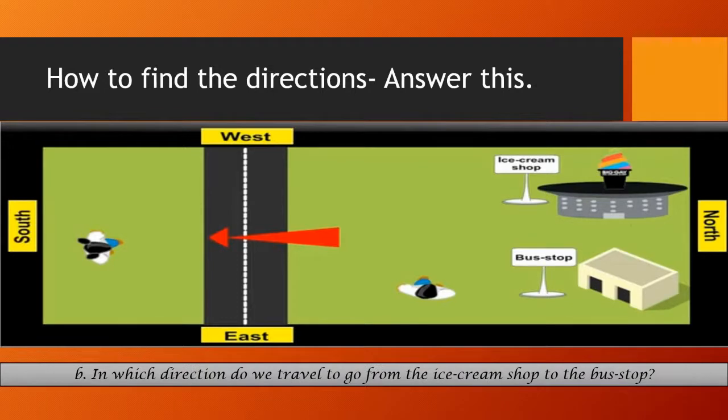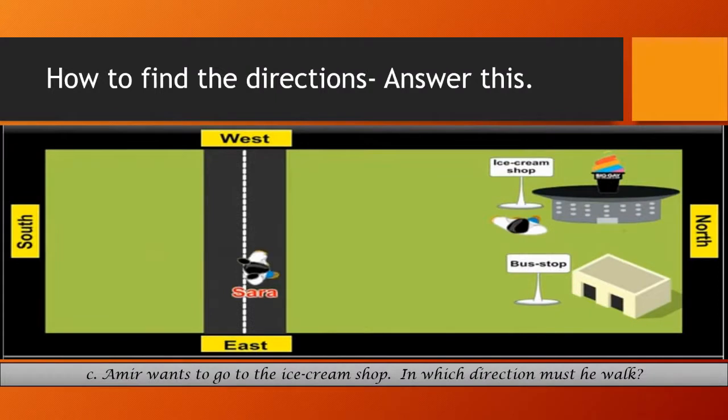In which direction do we travel to go from the ice cream shop to the bus stop? Yes, the ice cream shop is in the west and the bus stop is in the east. So, from the west side we have to travel towards the east. The next is Amir wants to go to the ice cream shop. So, in which direction must he walk?